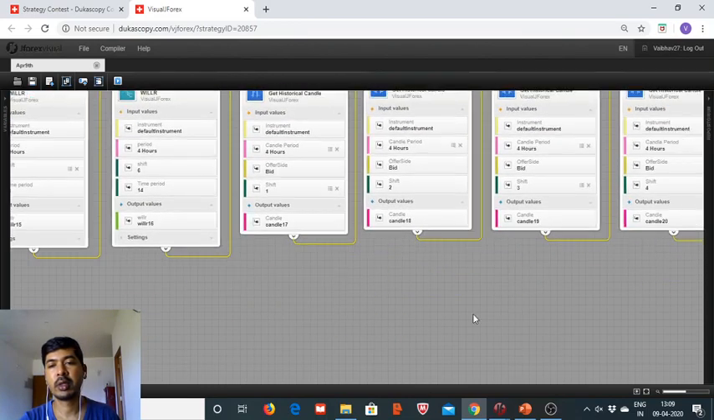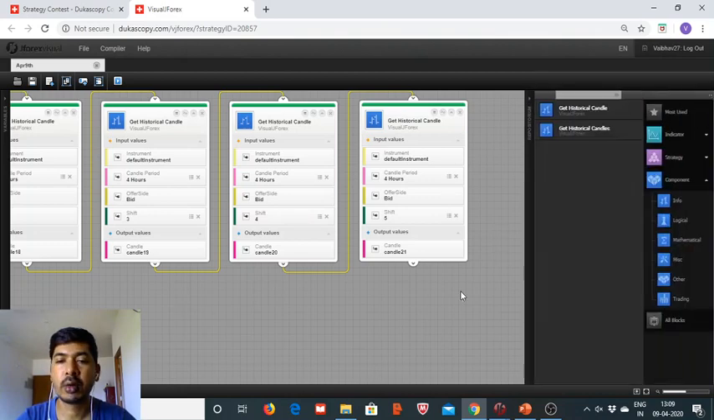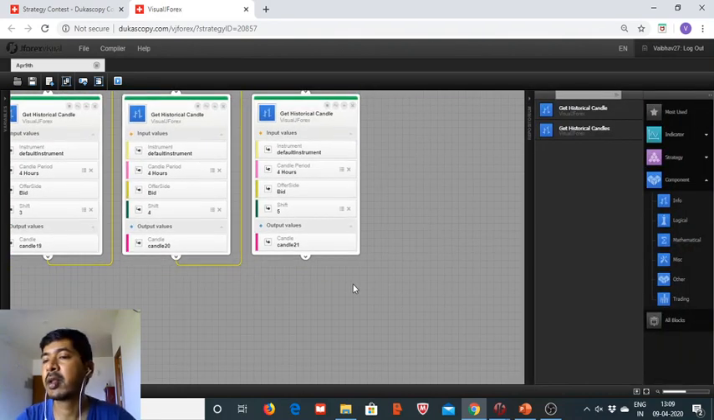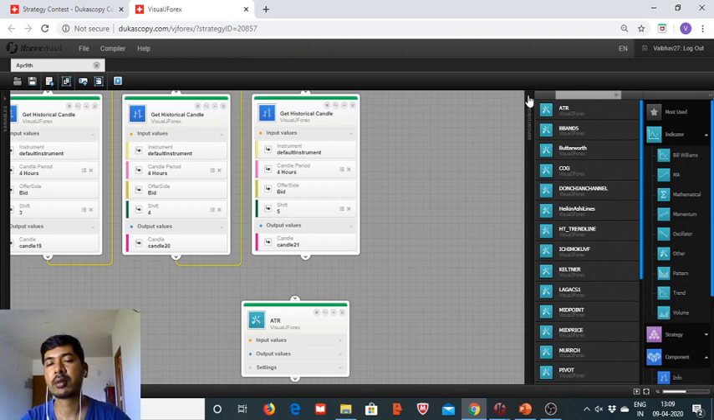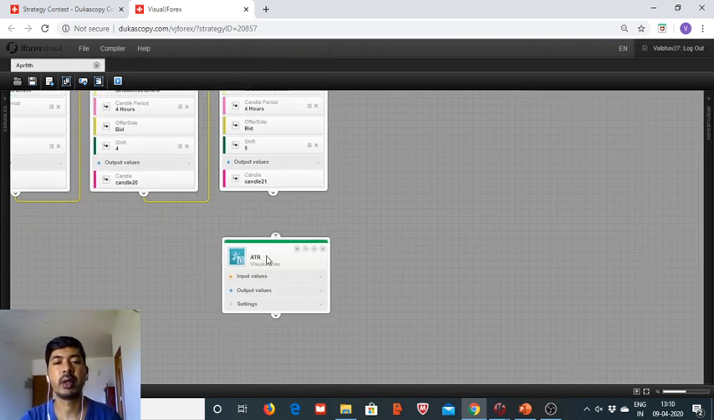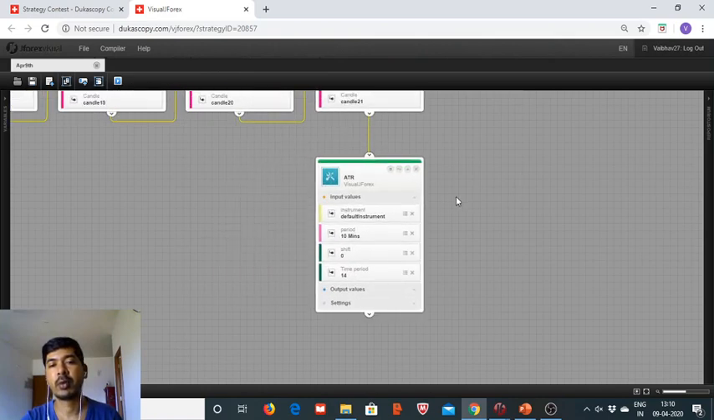So we have got these candle combinations which we will need to check later on while defining the entry and the exit points. Now we need to take the ATR as well, and here we bring in the ATR. So here comes the ATR. We use ATR in most of the combinations simply to keep ourselves abreast of the volatility.